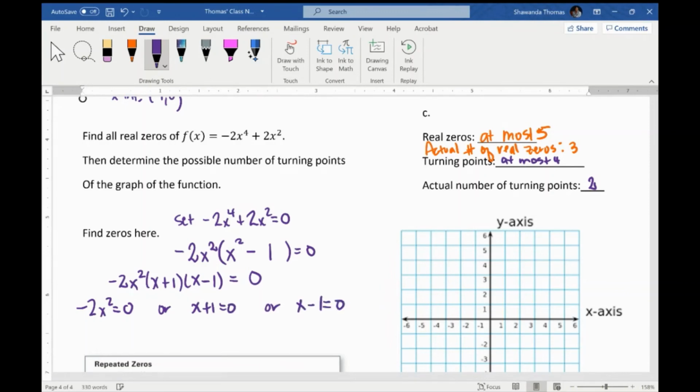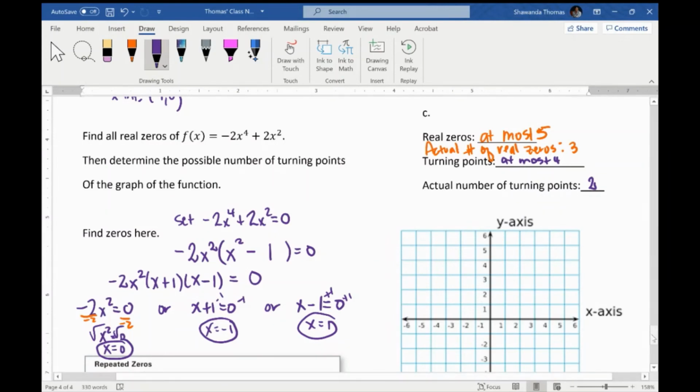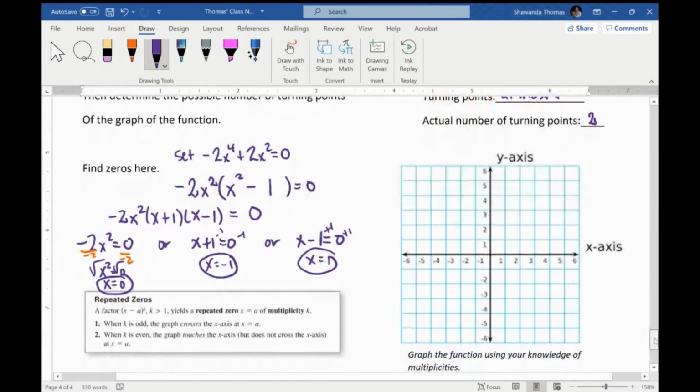All right. For the first one, did you divide by 2 first? Then do the square root of both sides. X equals 0. And then this one, you subtracted 1. X equals -1. And then you added 1. X equals +1. All right. Good job.